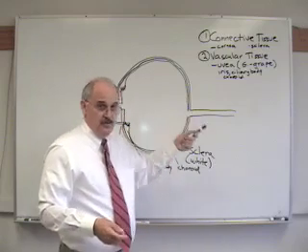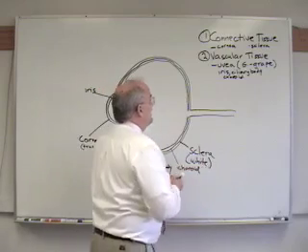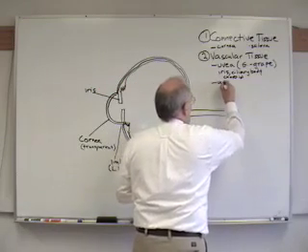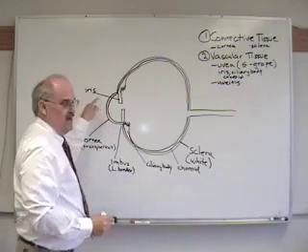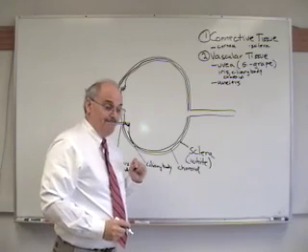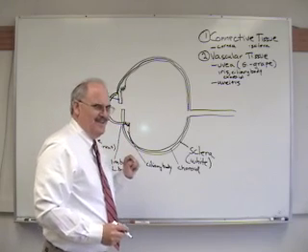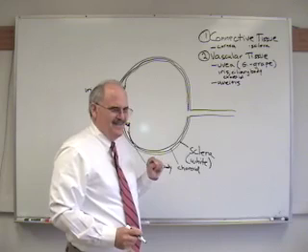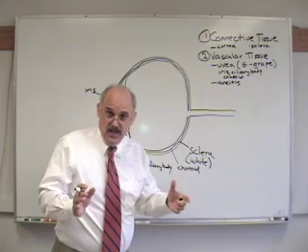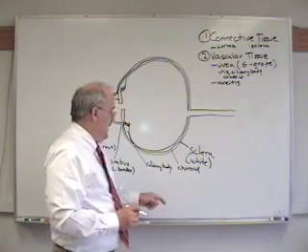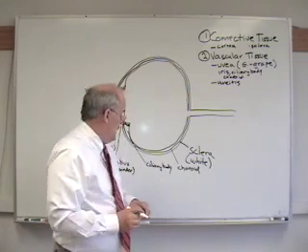So if we have inflammation of the uvea, we might call that uveitis, right? Uveitis. And if we have inflammation of the iris, we might call that iritis. If we have inflammation of the ciliary body, we're not going to go with ciliary bodyitis, okay? It's called cyclitis. And if we have inflammation of the choroid, it's called choroiditis, okay?